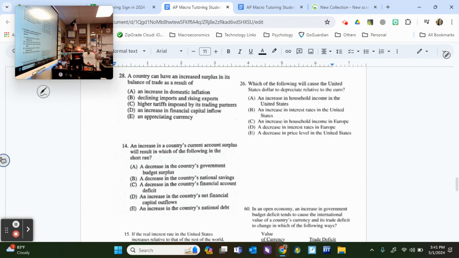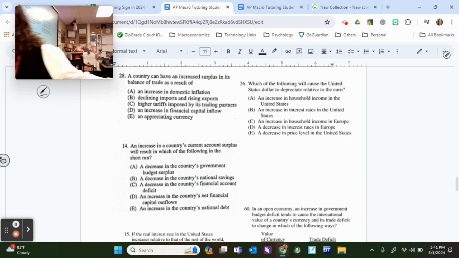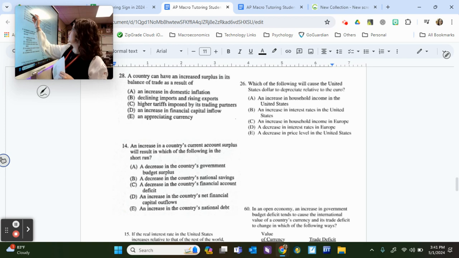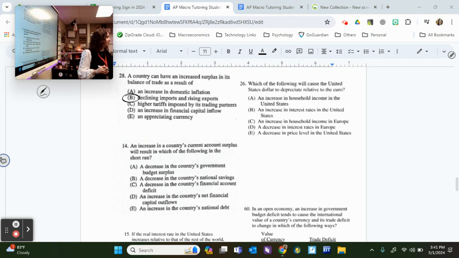28. A country can have an increased surplus in its balance of trade. Balance of trade is another way to say net exports, XN. XN will have to be in surplus or deficit. Deficit is when you have more imports. A surplus is when you have more exports. So B, declining imports and rising exports, will put this whole thing in surplus. China has a trade surplus. They have more exports than imports. So it's going to be B on that first answer. Okay, any questions on that one?